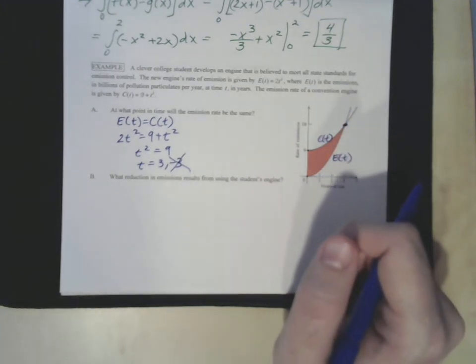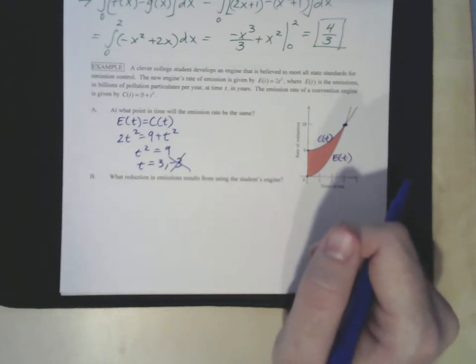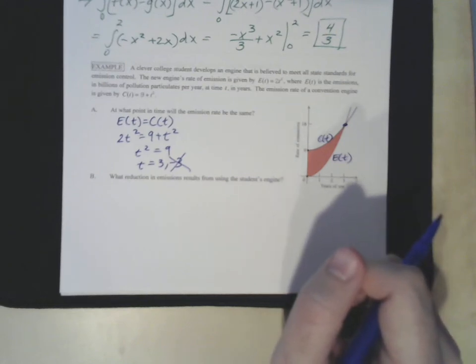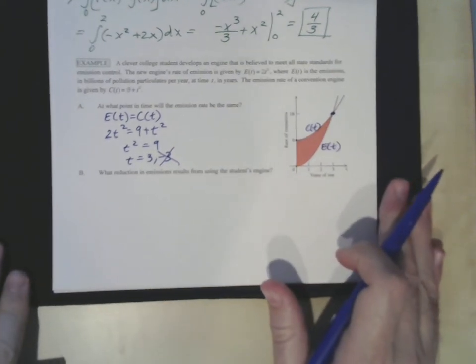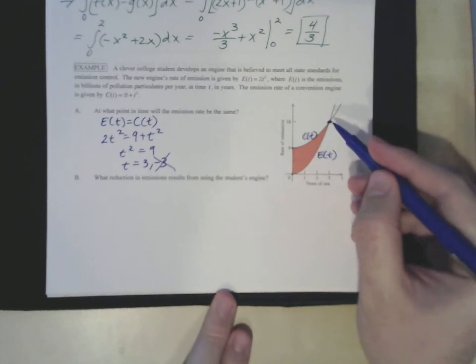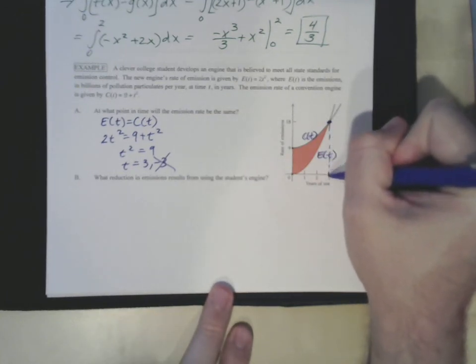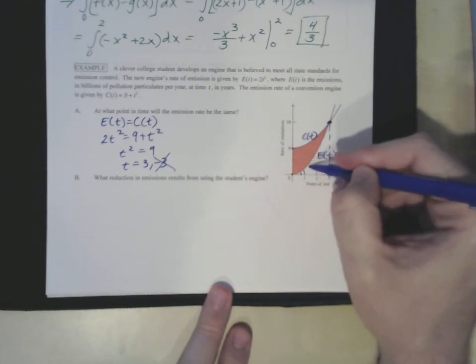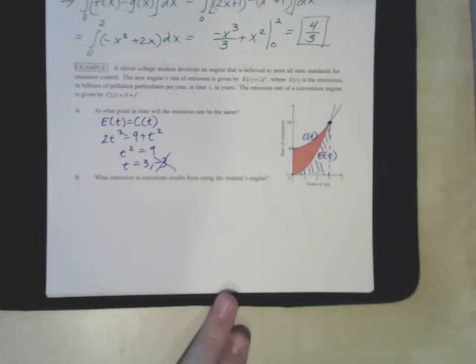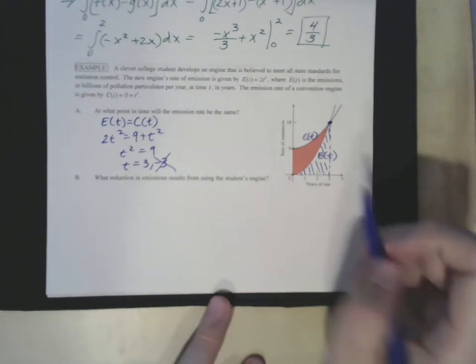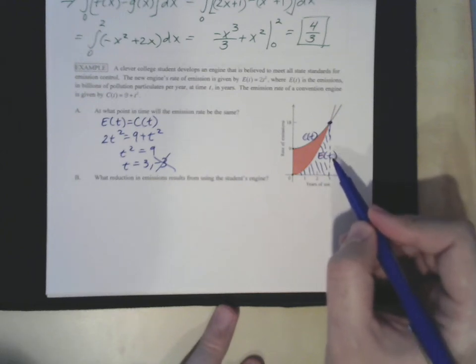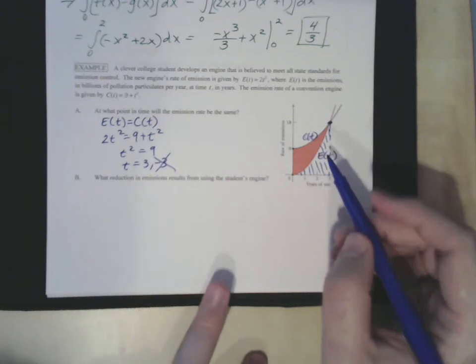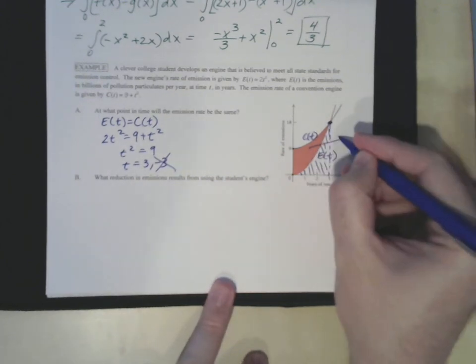And what we want to know now is the reduction in emissions that results from using the student's new engine. The traditional engine, if we were to continue this straight down, would have all of this plus this area. And remember, this is total. Area under a curve represents the total for that function. So this would be the total amount of emission for the traditional. And we want to know what the reduction is. So what we look at is the area in between. What I have here in orange becomes the reduction.